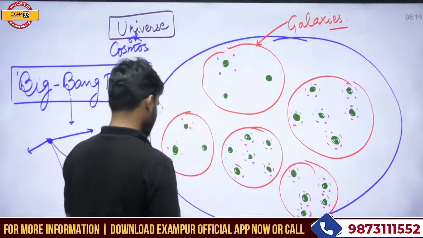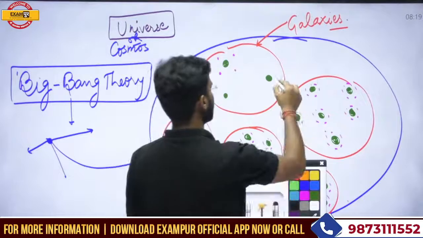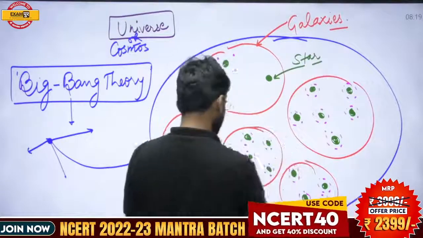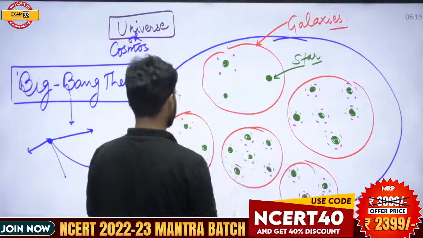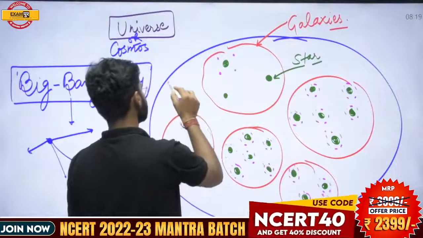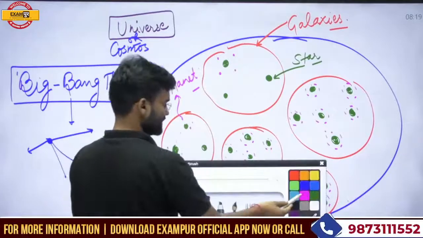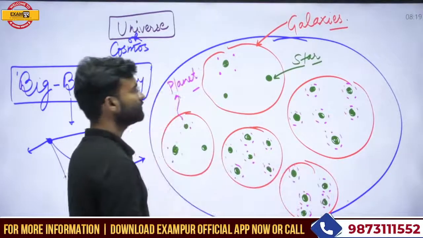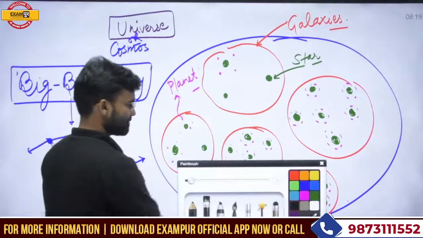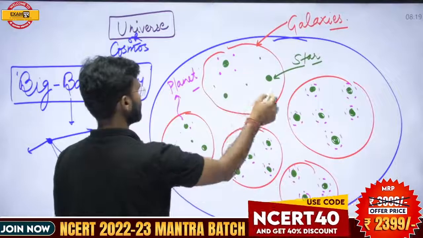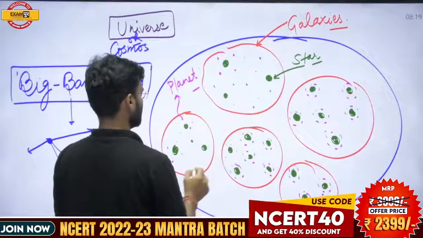So these are the planets. You can say in green color, these are the stars. Okay, in pink color, this is the planet. You can say this is the planet or other celestial object. Okay, so this is the planet. Some small stars also exist, which do not have any.